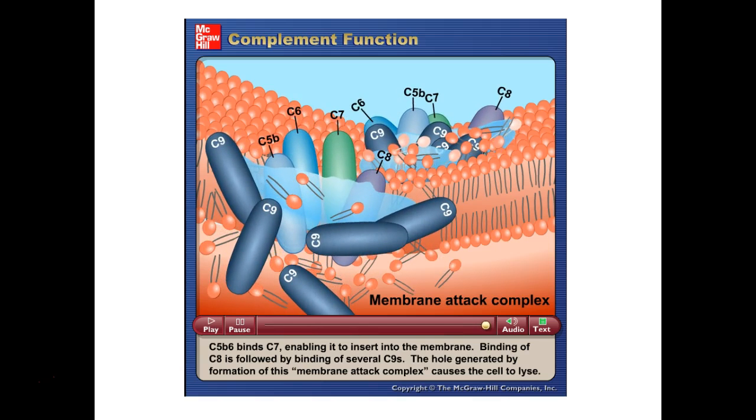So it can directly lyse cells. But notice this is a membrane attack complex. What is it inserting into? A membrane, right? This is great when you talk about gram-negative bacteria, because what do they have? The outer membrane. Gram-positives, though, they've got what protecting that membrane? The cell wall. So these proteins would have to travel through the cell wall to get to that membrane. So it's not as effective against gram-positives as it is against gram-negatives, because this can insert into that outer membrane that they have.